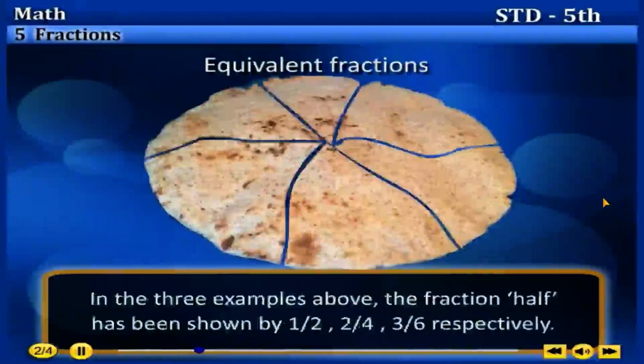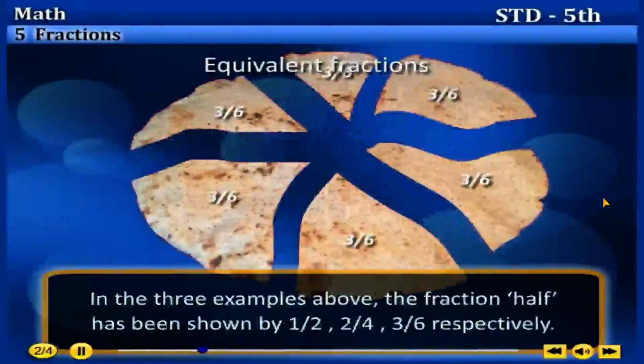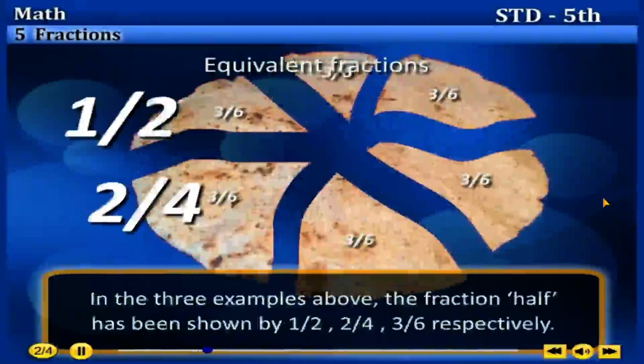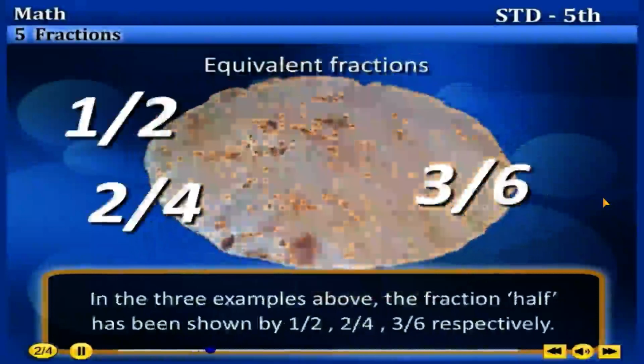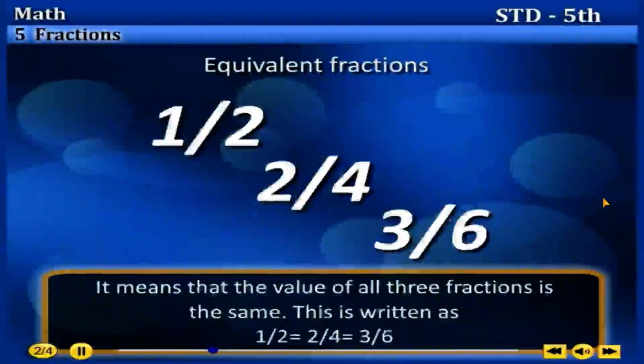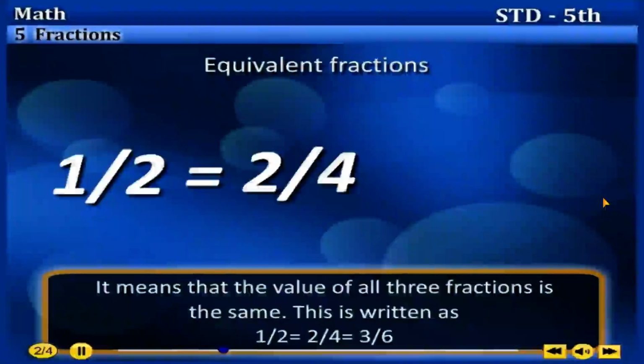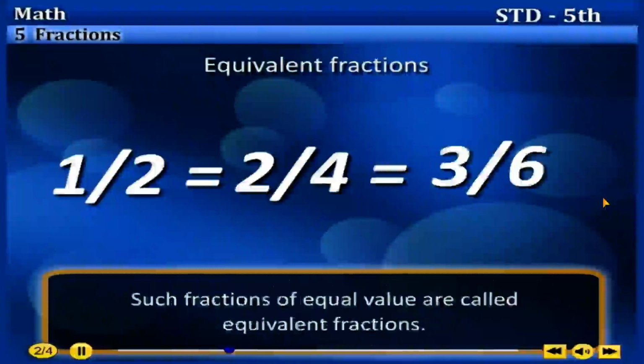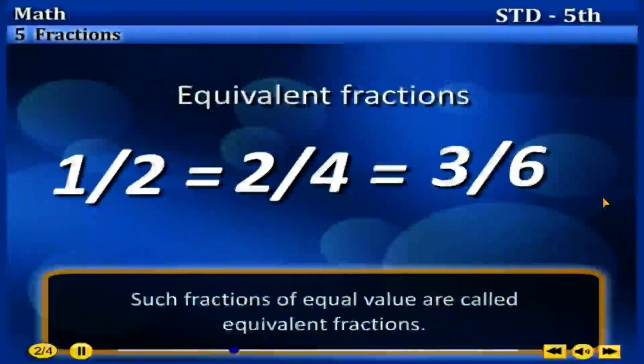In the 3 examples above, the fraction half has been shown by 1/2, 2/4, 3/6 respectively. It means that the value of all 3 fractions is the same. This is written as 1/2 equals 2/4 equals 3/6. Such fractions of equal value are called equivalent fractions.